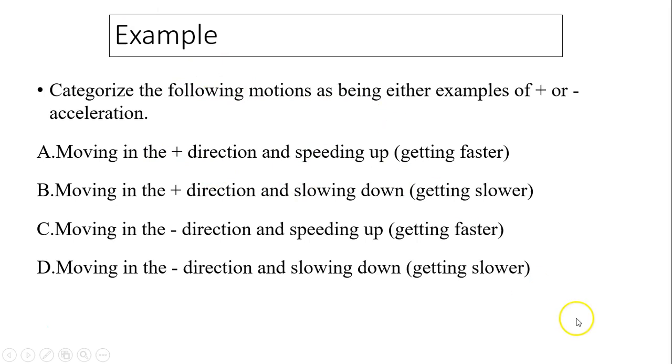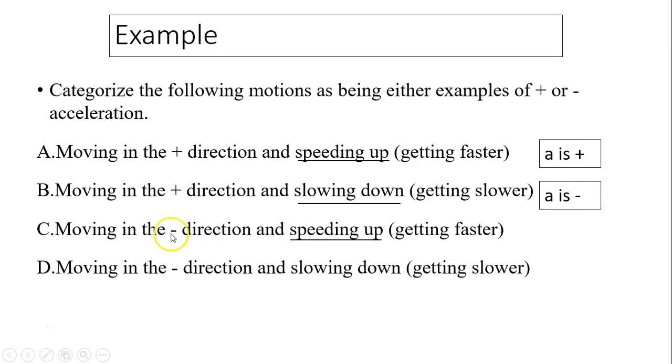Categorize the following motion as being either positive or negative acceleration. So how do we figure out positive or negative? We see if it's speeding up or slowing down. When it's speeding up, it's the same: positive, positive. Slowing down, opposite: positive, negative.